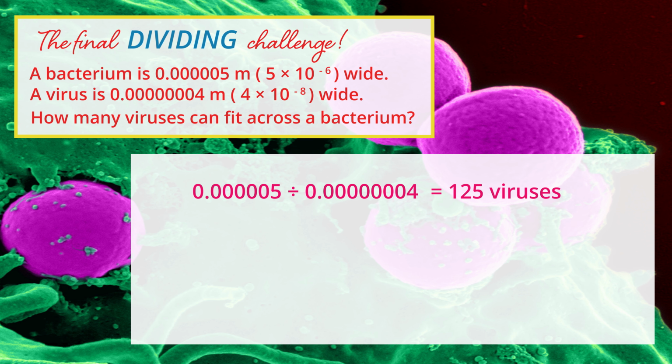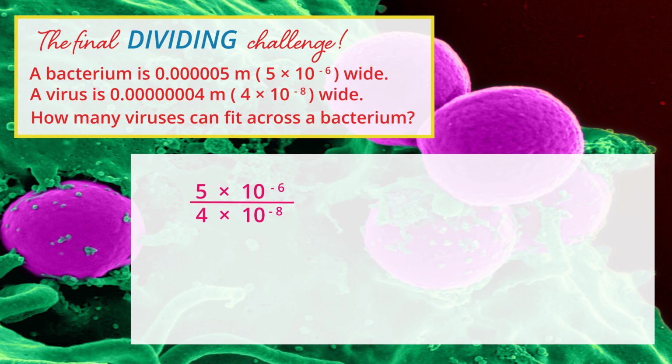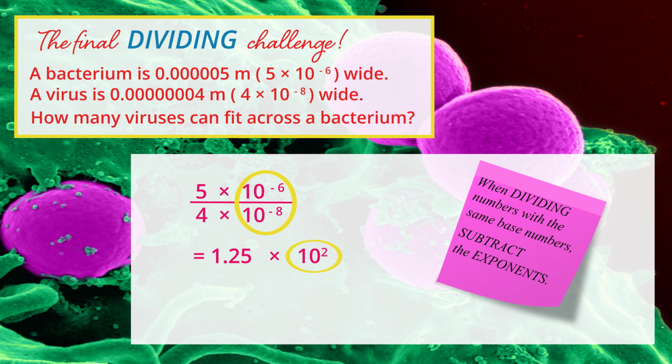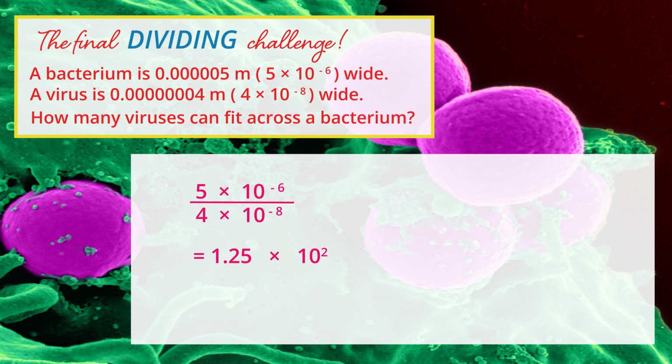Now we'll do the same question and divide using scientific notation. 5 times 10 to the exponent of -6 divided by 4 times 10 to the exponent of -8. 5 divided by 4 is 1.25. 10 to the exponent of -6 is divided by 10 to the exponent of -8. Subtract the exponents. -6 minus -8 is 2. That's 10 squared. And 1.25 times 10 squared is the same answer of 125 viruses.